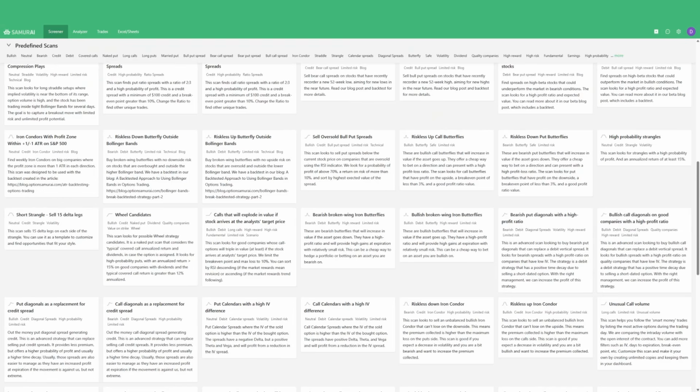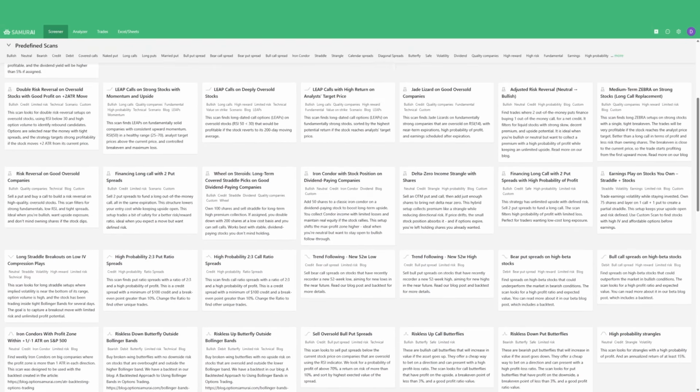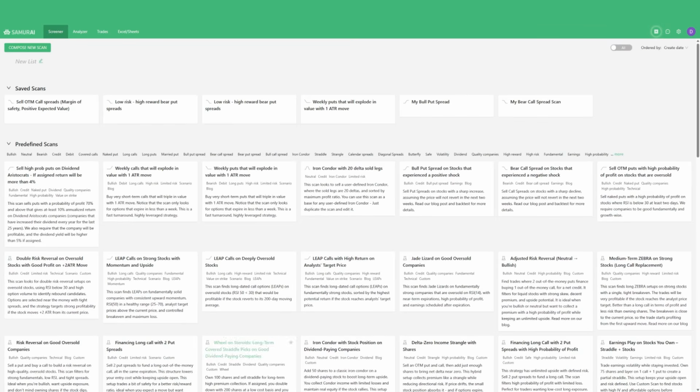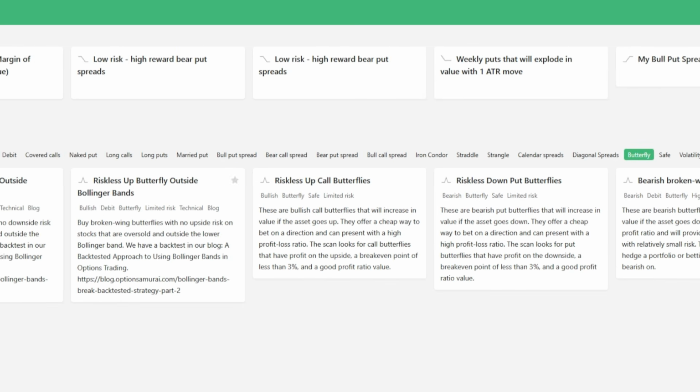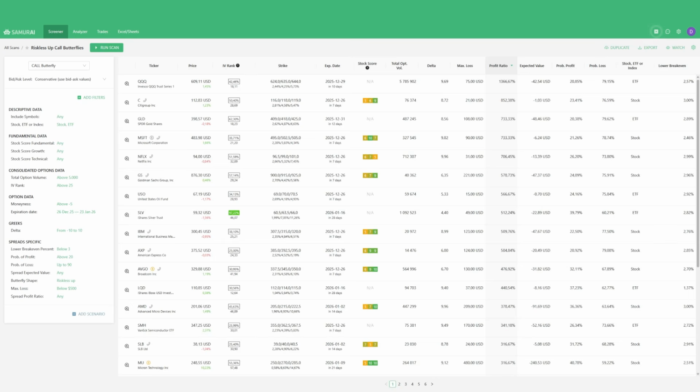All right, let's jump inside Option Samurai and show you where these broken wing opportunities actually live. First, go to Predefined Scans and click on the butterfly tag. This opens all the butterfly-based setups we've already built for you. Now click on Riskless Up Call Butterflies. These are bullish call butterflies that gain value as the stock goes up. Cheap directional bets with serious profit potential.